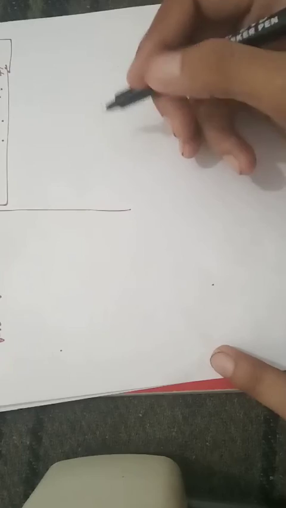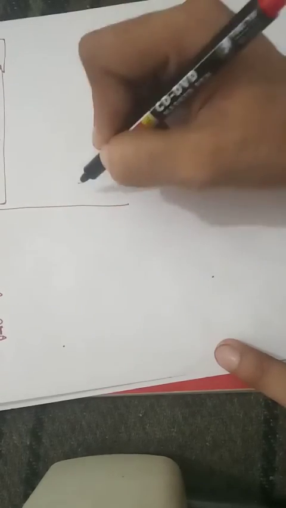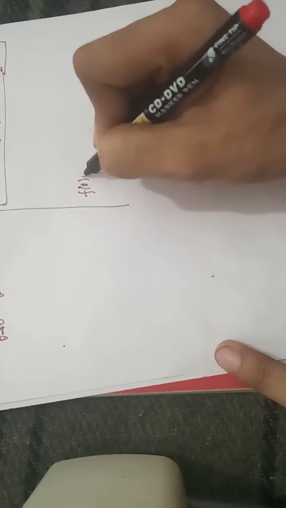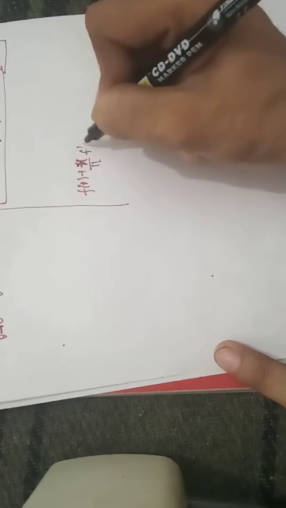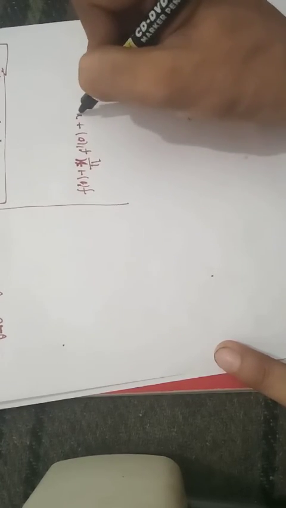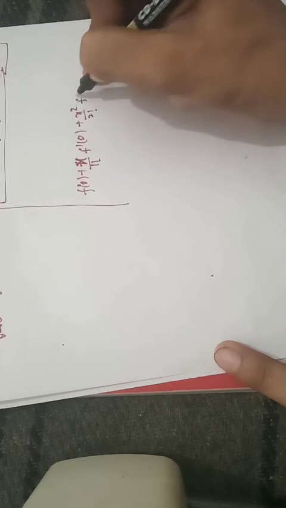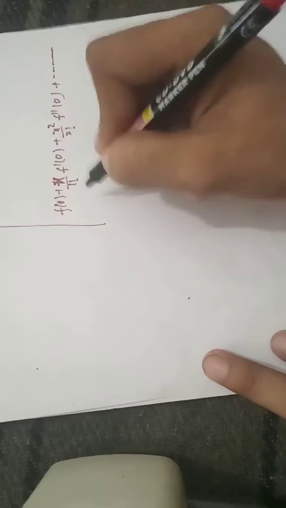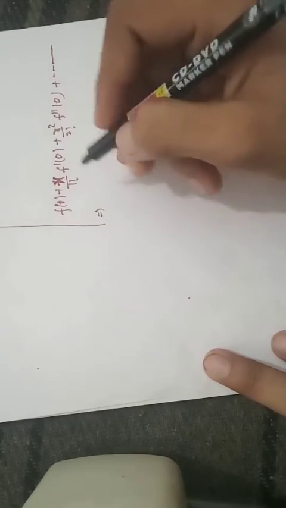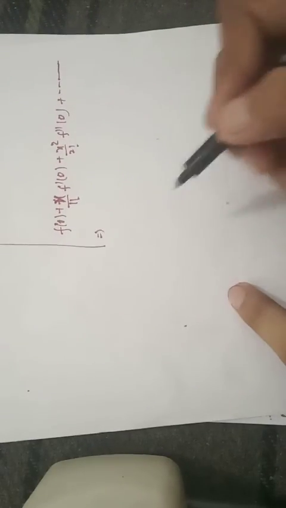How? Because I have told you the formula: f(0) plus x upon factorial 1 f dash 0, plus x square upon factorial 2 f dash dash 0, plus dot dot dot. Now we can put sine theta here. Theta has replaced x, but that does not matter. Any variable can bear this trigonometric ratio.